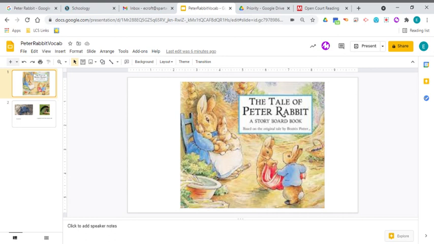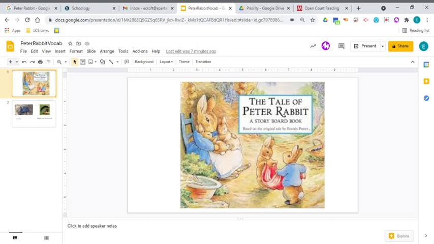He went back towards the tool shed, but suddenly, quite close to him, he heard the noise of the hoe, scritch, scratch, scratch, scritch. Peter climbed upon a wheelbarrow and peeped over. The first thing he saw was Mr. McGregor hoeing onions. His back was turned towards Peter, and beyond him was the gate. Peter got down very quietly off the wheelbarrow and started running as fast as he could go. Mr. McGregor caught sight of him at the corner, but Peter did not care. He slipped underneath the gate and was safe at last in the wood outside the garden.